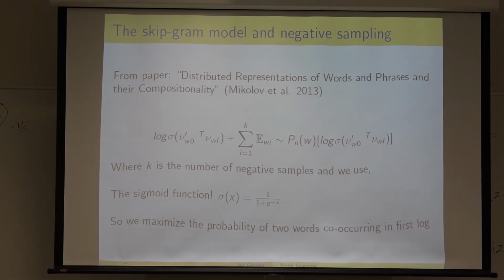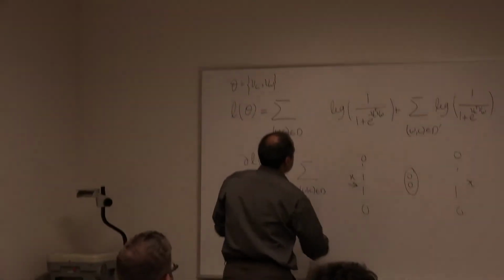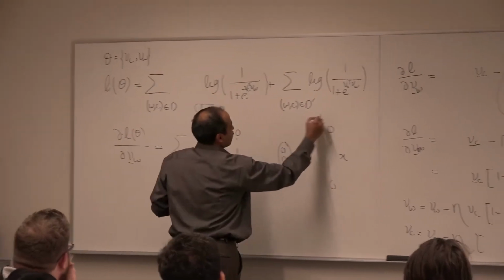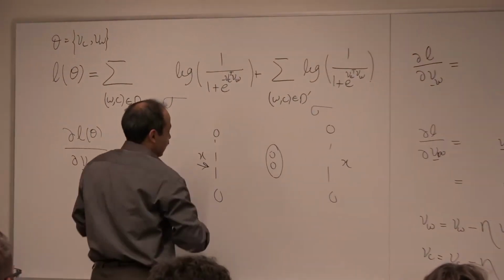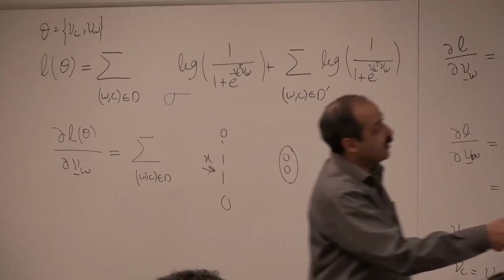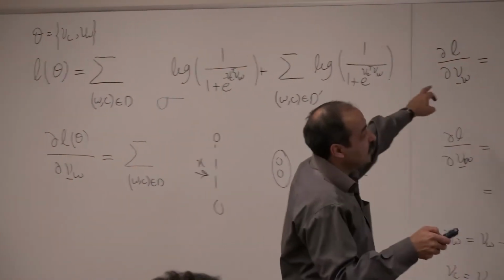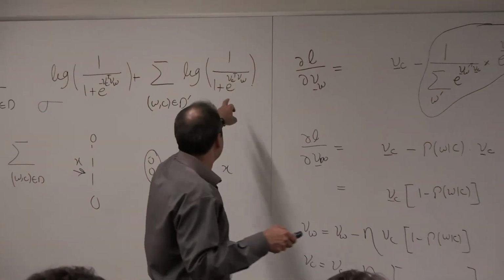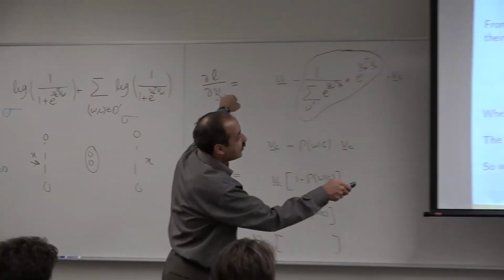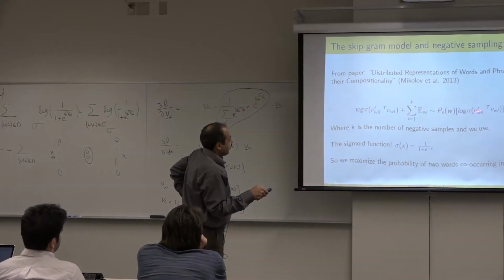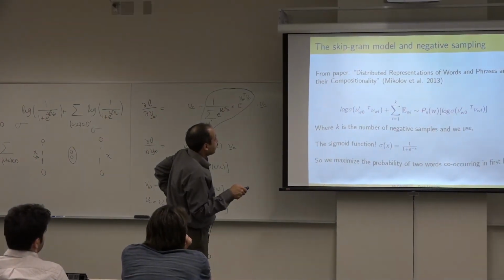So this is a logistic function. This is exactly the same logistic function of either VC, VW, or negative of that one. Okay, I think there's a mistake here. There should be a negative sign here.